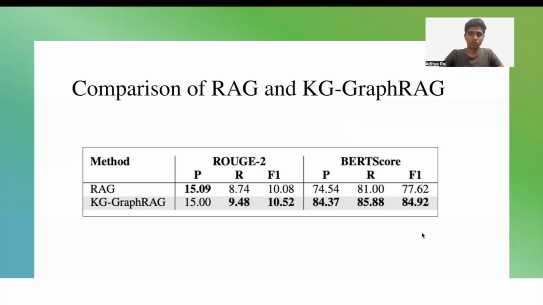So here we can see between ROUGE-2 and BERT score, the only place where RAG is able to beat the knowledge graph framework is in the ROUGE-2 precision category. Everywhere else, the knowledge graph is able to beat RAG. BERT score actually measures the semantic meaning of a certain paragraph or a sentence. And we can clearly see that the knowledge graph framework gives a much better output compared to the RAG method, beating it across precision, recall, and F1 score, all three, by a significant margin, showing that the knowledge graph method is a much better method compared to RAG.